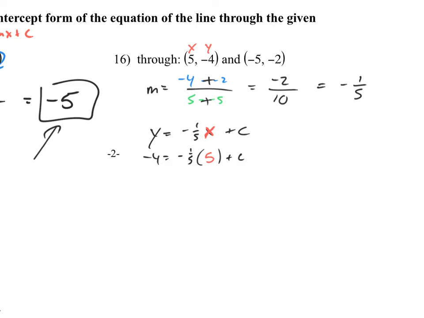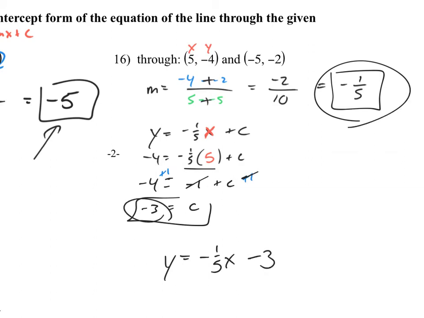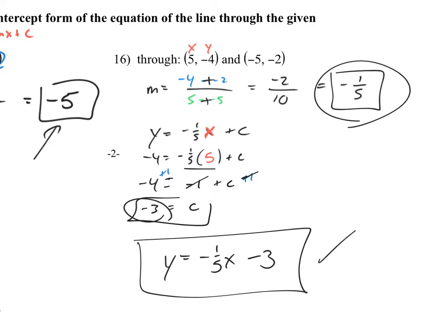All right, and then we solve for c by multiplying on this side. We go -1/5 times 5 is -1. And then you just add a 1 to this side and that side. These cancel out, and you're left with c is -3. And so your equation for this should be y equals -1/5, this piece, x plus c. Since it's -3, leave it like that, and I think that's that piece. So there we go. Let's move on to the next page.